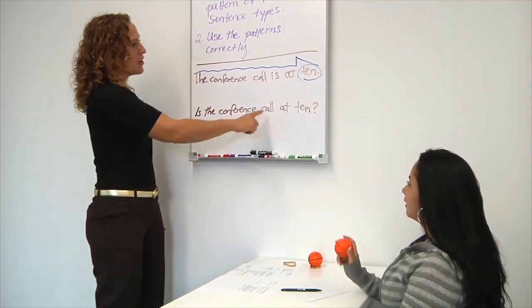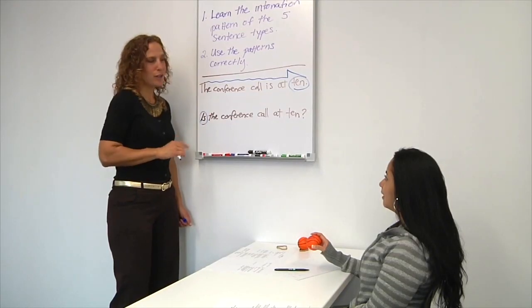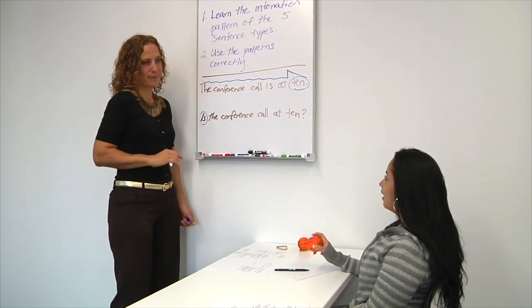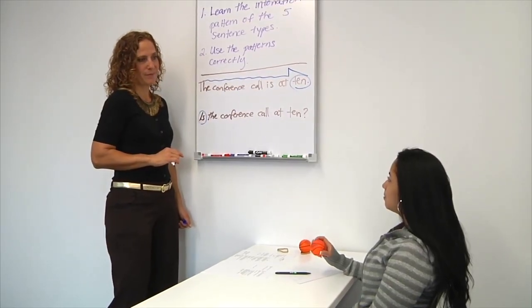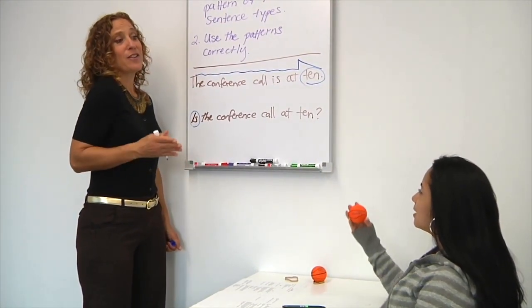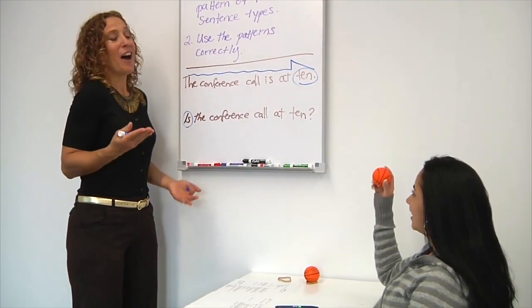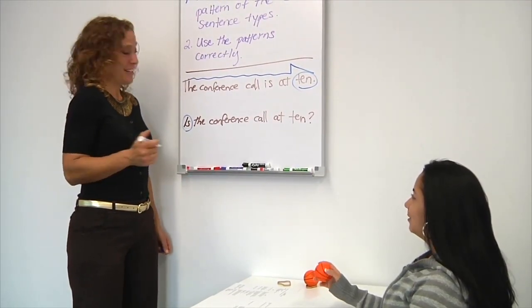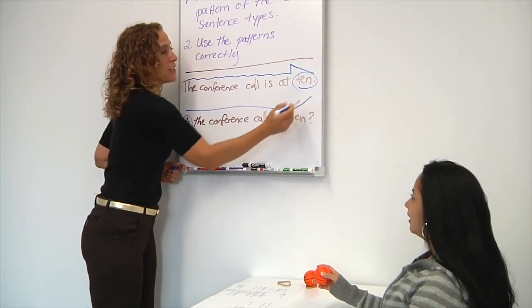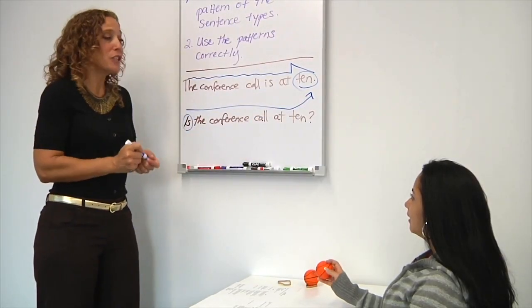Now here we have a question. How does that sound? Read that. Is the conference call at 10? And what are you doing differently at the end? At the end, we emphasize, but we stretch. Where? Which direction? Up. Up. And does it come down? No. No, it does not. So we start to go up on that keyword, but it stays up. Our voice stays up. So ask it again. Is the conference call at 10?